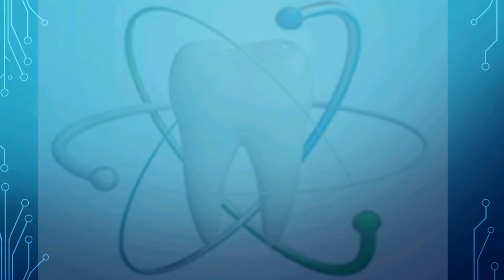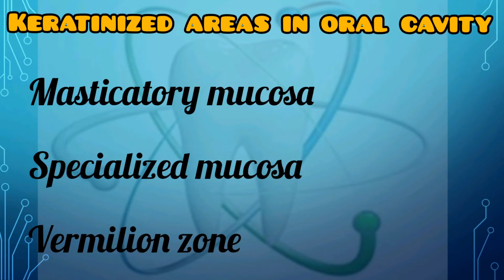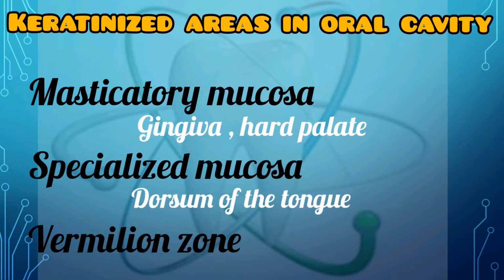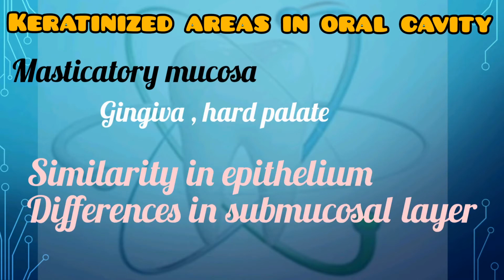So coming into the topic, the areas of oral cavity with keratinized epithelium are masticatory mucosa, specialized mucosa and the vermilion border of the lip. The gingiva and the hard palate come under the masticatory mucosa, and the dorsum of the tongue comes under the specialized mucosa. As I told, the masticatory mucosa includes the gingiva and the hard palate, which have similarities in their keratinized epithelium but show differences in the submucosal layer.